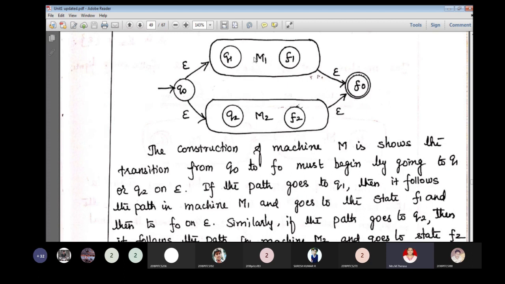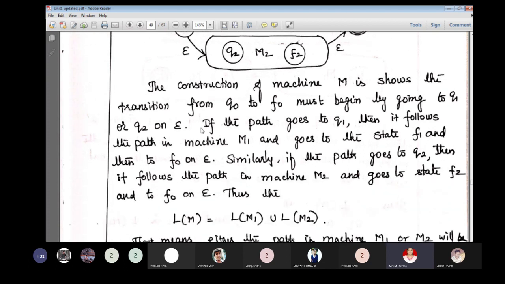By using the basic machines, the finite automata M1 and M2, we have built a machine for R1 plus R2. R1 is the regular expression accepted by this M1. R2 is the regular expression which represents the regular language accepted by this M2. Clear? The construction of machine M is shown.